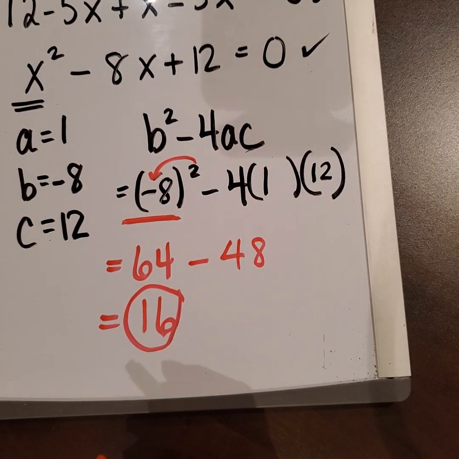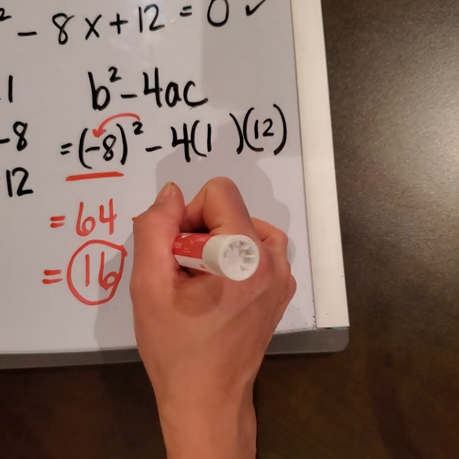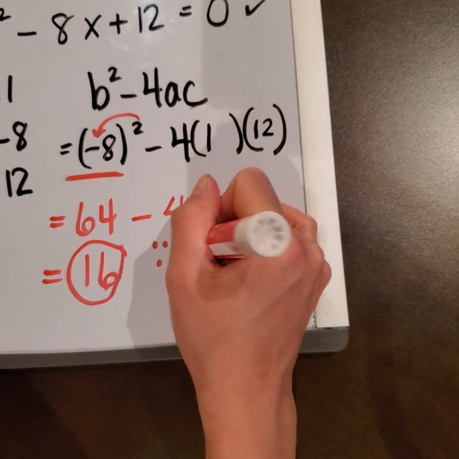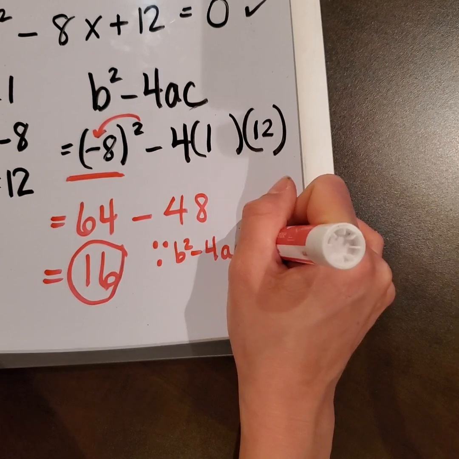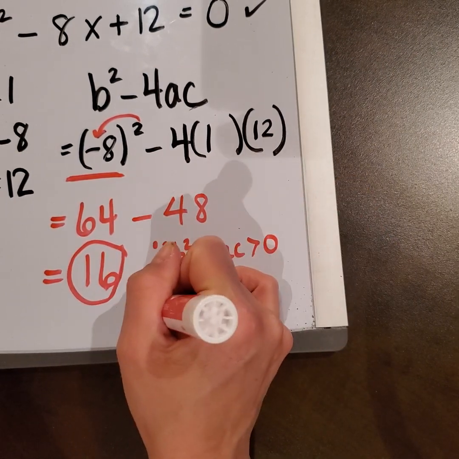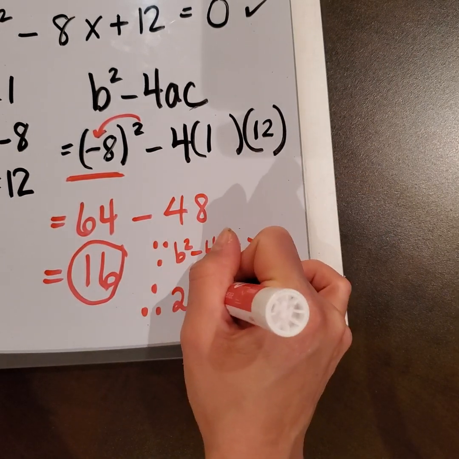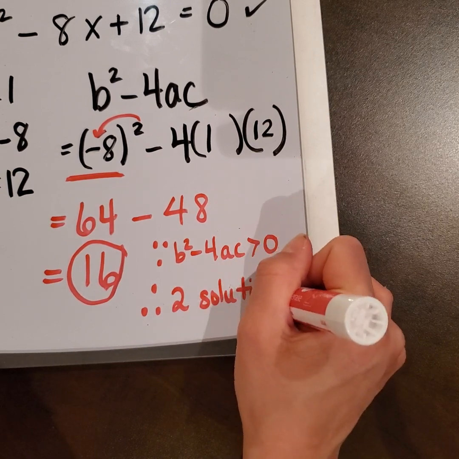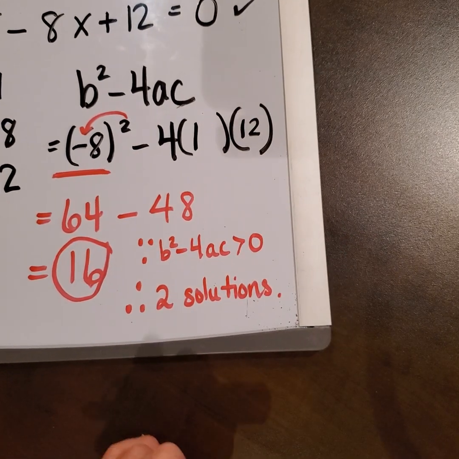Now, if I asked you to write a two-part sentence, you would say, since b squared minus 4ac is greater than 0, therefore, two solutions. There are two solutions. I'm just kind of using shorthand to save room. Okay?